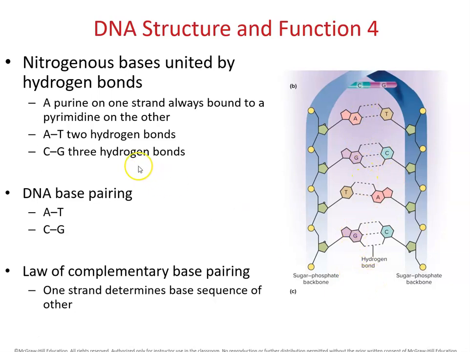So we need 1 purine paired with 1 pyrimidine in order to give us a consistent width across the DNA molecule. Next, we need the right hydrogen bond pairing. So A, adenine, and T, thymine, they both have 2 spaces for hydrogen bonds. And one's a purine, one's a pyrimidine, so they always pair together. Then, cytosine and guanine have 3 spaces for hydrogen bonds. And one's a purine, one's a pyrimidine, so they always go together. So A and T always go together, C and G always go together.